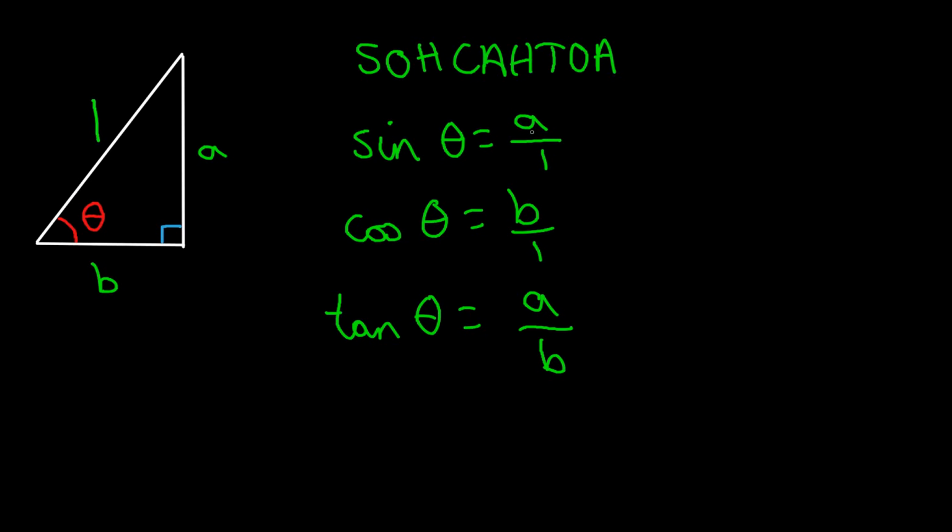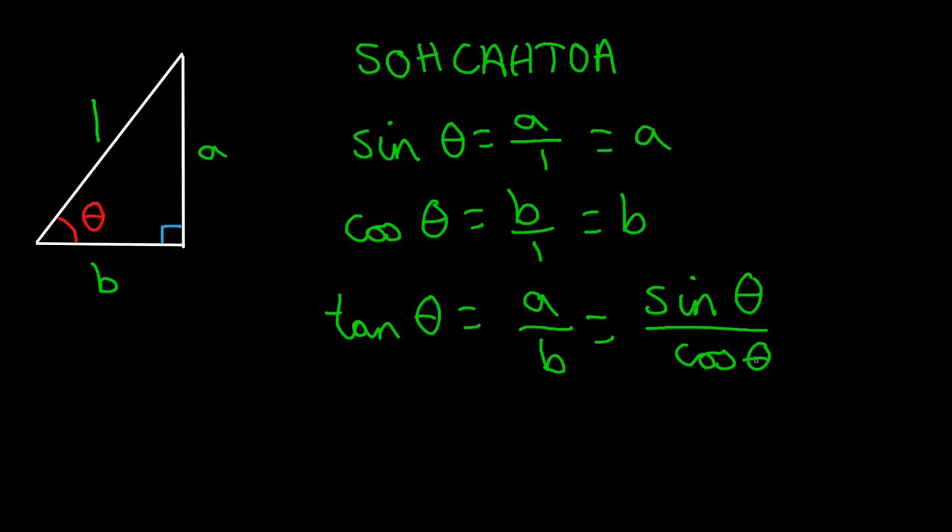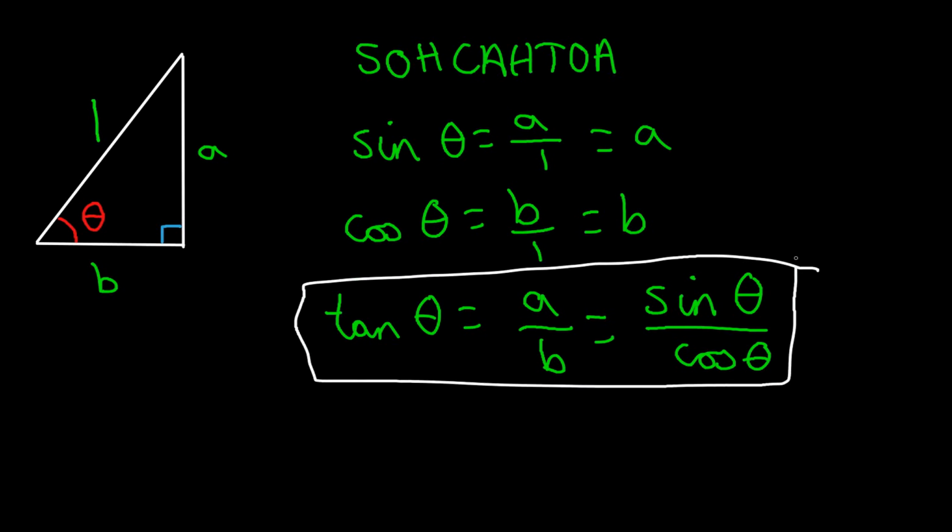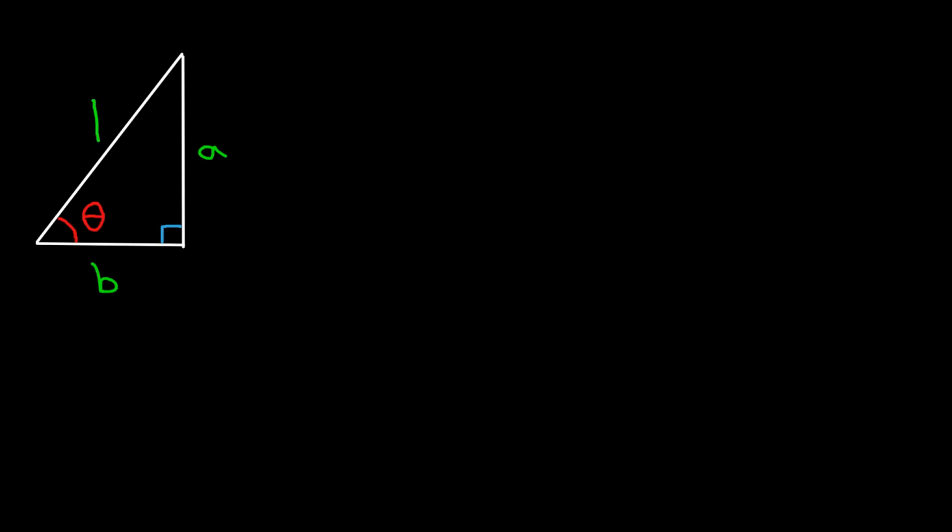Now, since this is a over 1, it's equal to a. Since this is b over 1, it's equal to b. So tan of theta is equal to sine of theta over cos theta. This is our first important trigonometric identity. Now, let's look at the next one.